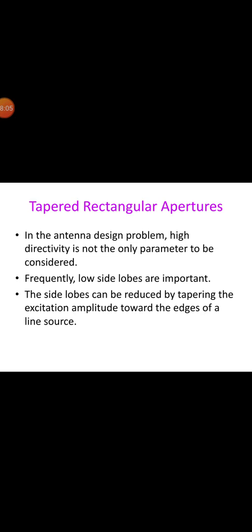And in the antenna design problem, high directivity is not the only parameter to be considered, and frequently low side lobes are also important. The side lobes can be reduced by tapering the excitation amplitude toward the edges of the aperture.